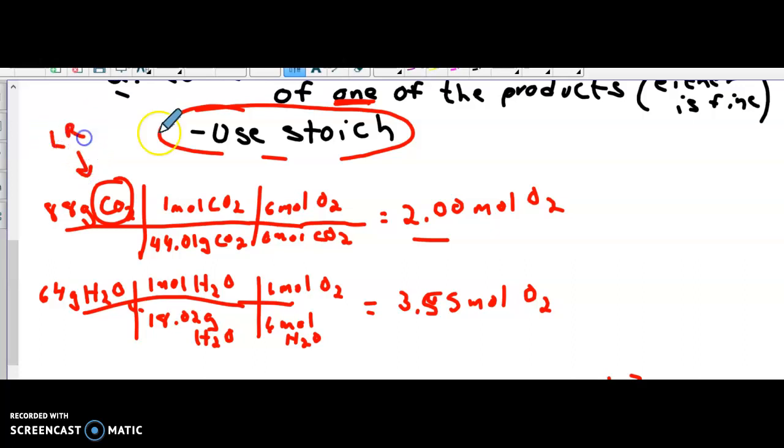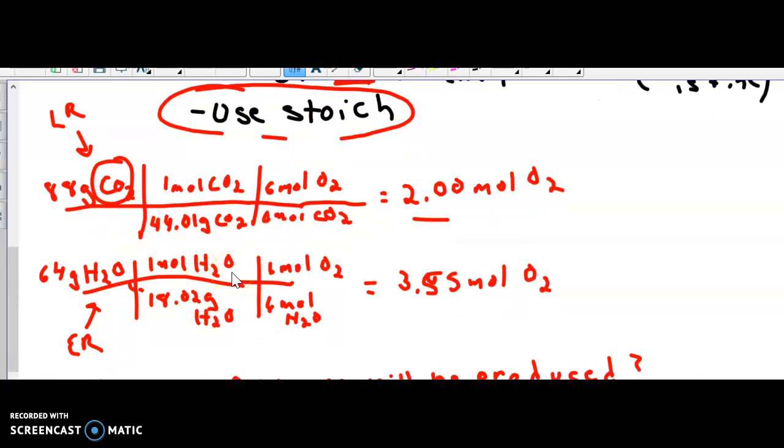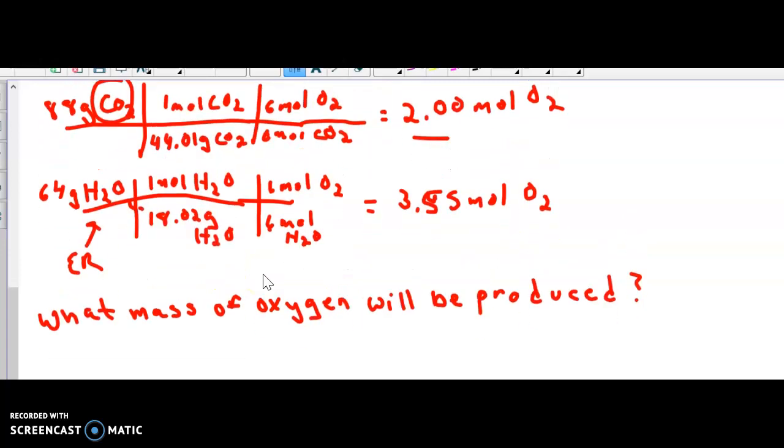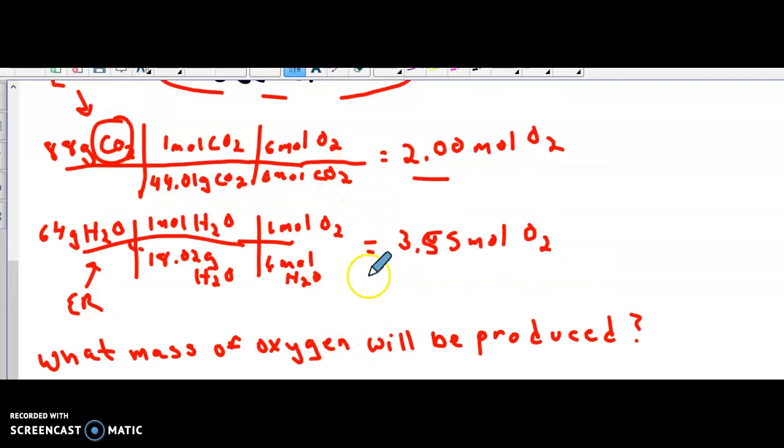Now, be careful. Don't sit there and tell me oxygen's your limiting reactant. That's your product, okay? We're using this to figure out which of our reactants was limiting. So that means water is your excess reactant. Now, often a question will also ask, what mass of product will be produced? So in this case, what mass of oxygen will be produced? If I knew that ahead of time, I could have just taken these both out to grams and compared and chosen the smaller one.